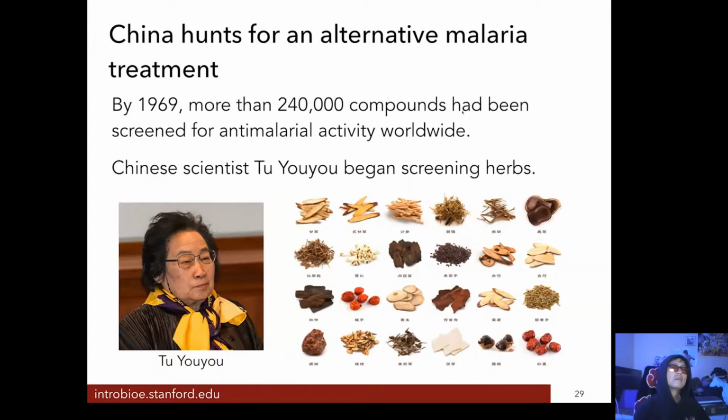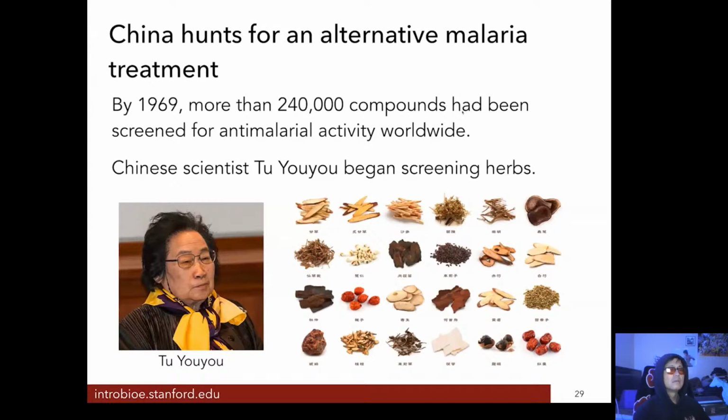And so she starts screening all of these different herbs. At this point, we can actually screen for red blood cells in a dish. So she's not doing experiments with malaria-infected birds. Instead, she has samples of red blood cells that are infected with malaria, which she can then treat with these different herbs by grinding them up and adding them to the cells, and seeing whether or not this treatment cures or kills the parasite, but leaves the red blood cell relatively intact.